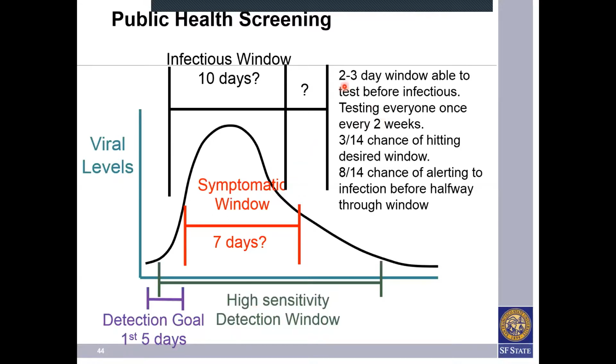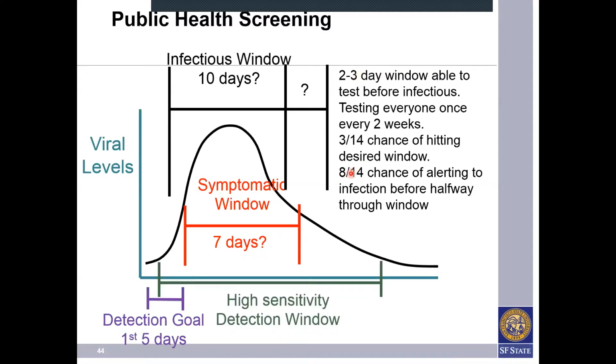And there's really only a 2 to 3 day window right here where the test result will be positive before the person actually becomes contagious. I mean, this is all speculation. It's very difficult for us to actually test things. These are some rough ballparks of where some of your estimates might lie. If you're testing everyone once every 2 weeks, you only have a 3 out of 14 chance of actually hitting that desired window right here. Right? You see that? We've only got a 2 to 3 day window.